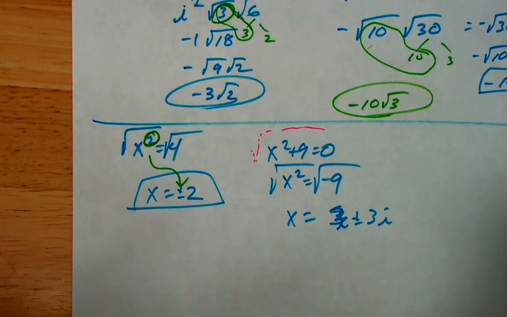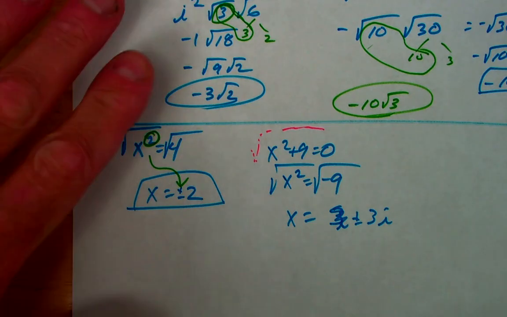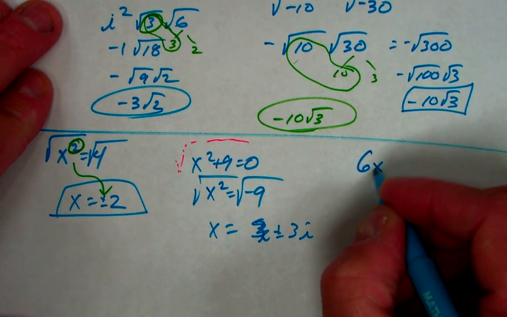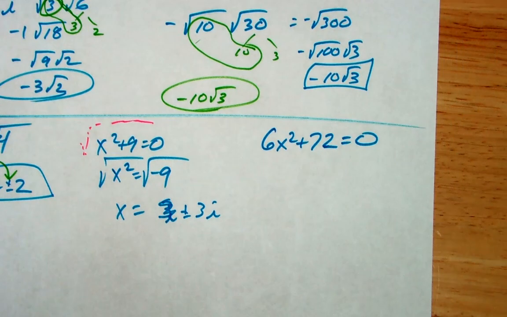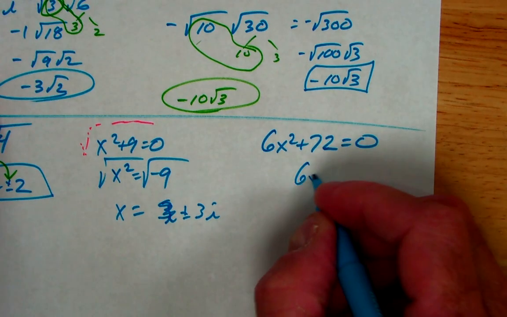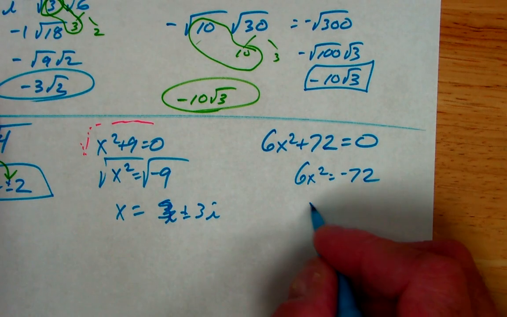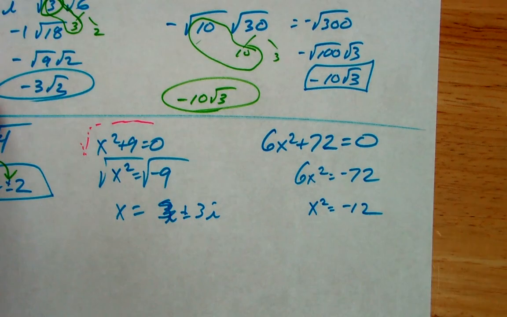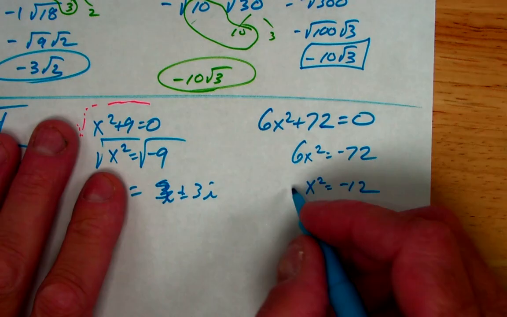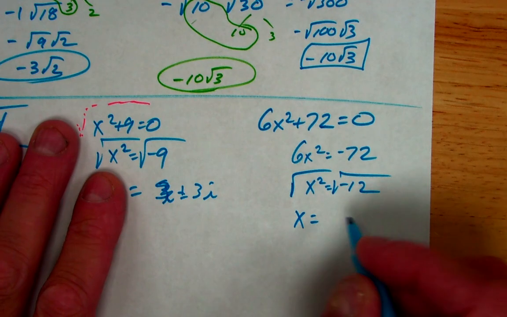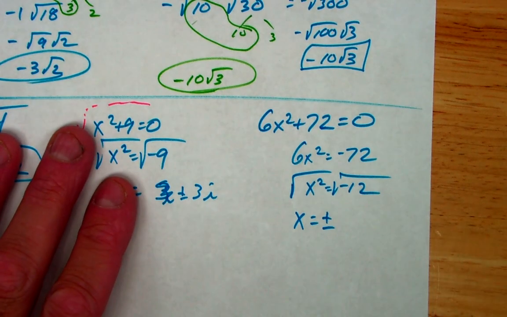Okay. Another one. Last one of this type. 6x squared plus 72 equals 0. Use your old solving skills. What do you think I should do? Minus 72. Then divide by 6. So I'm going to go 6x squared equals negative 72. x squared equals negative 12. Square root. So x equals, don't forget, plus or minus.